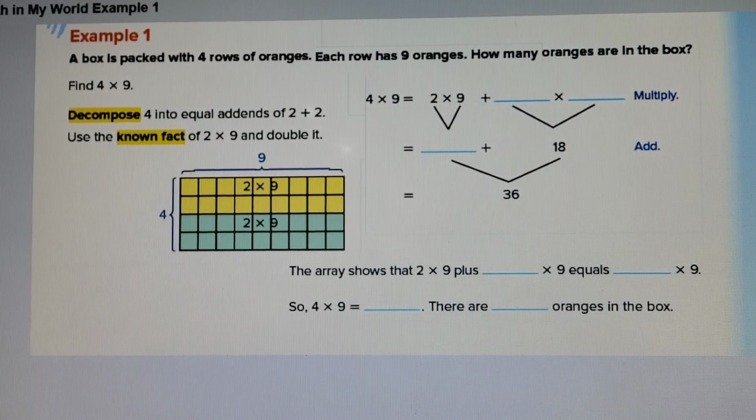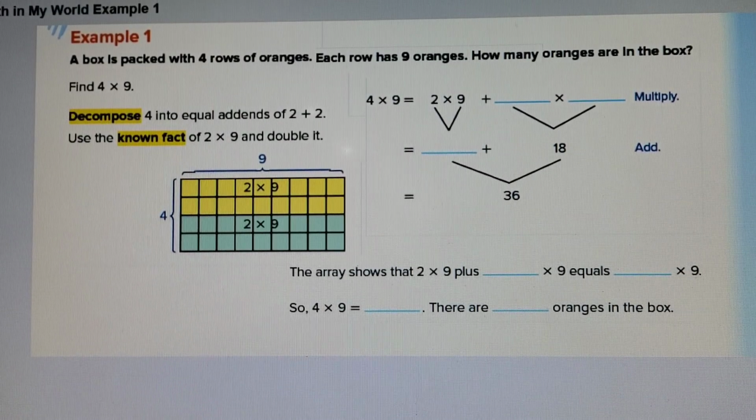Here we are on example 1, Math in My World. A box is packed with 4 rows of oranges. Each row has 9 oranges. How many oranges are in the box? Find 4 times 9. Now let's remember that decompose means to break the number apart, and a known fact is a fact that you have already memorized.